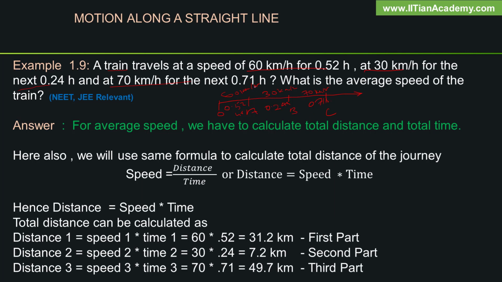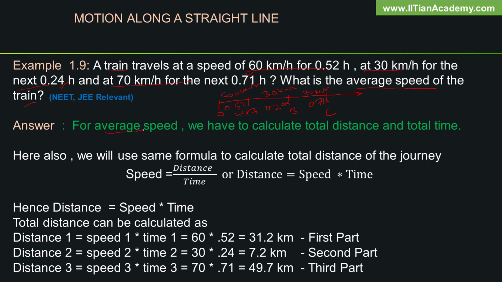Of the journey, we have to calculate average speed of the train. A train travels at a speed of 60 kilometers per hour for 0.52 hours, at 30 kilometers per hour for the next 0.24 hours, and at 70 kilometers per hour for the next 0.71 hours. What is the average speed of the train?